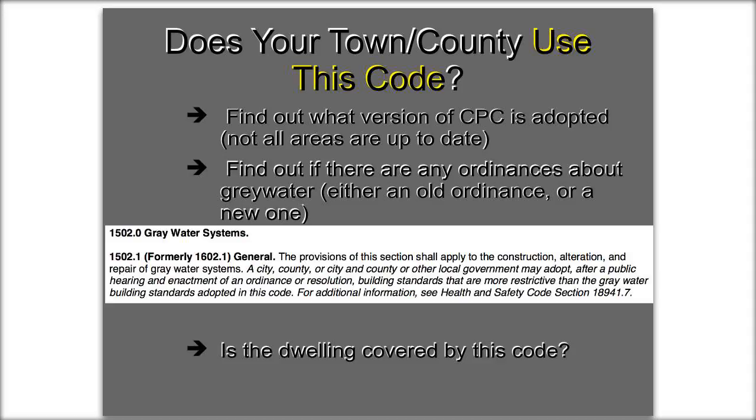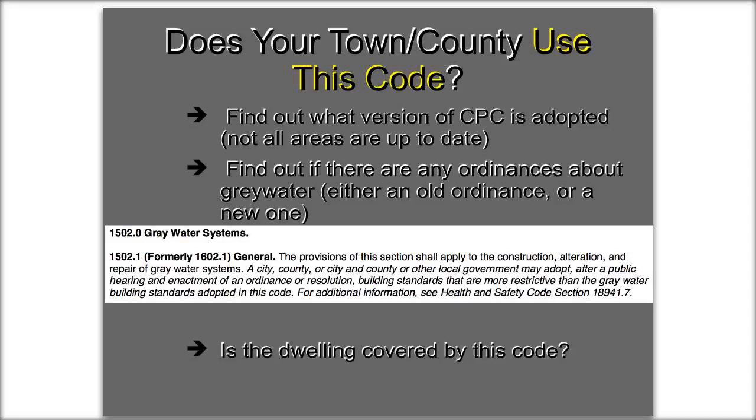And I just noted in here, if you can read the font, it's a little bit small, but if your community is using the current version of the code, this is all in effect for you in getting graywater permits, unless your community has enacted a local ordinance through a public process. So they had to have a hearing.